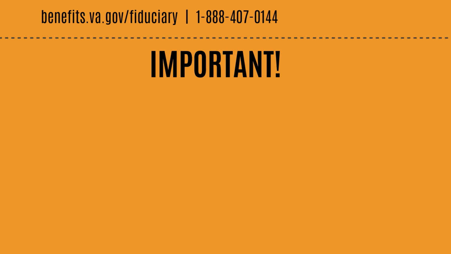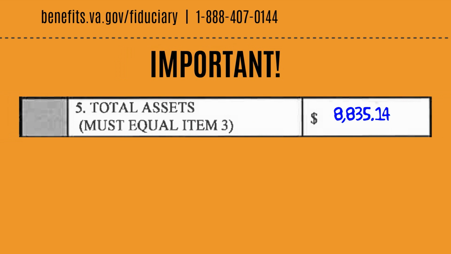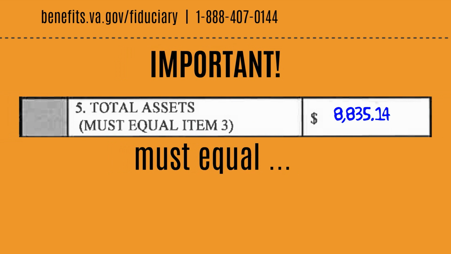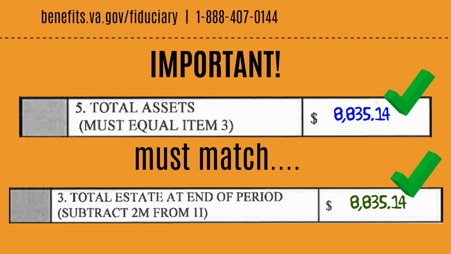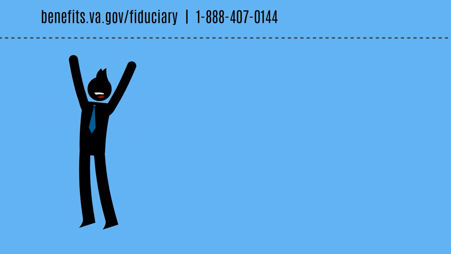Here's the important part. Item 5, Total Assets, must equal Item 3, Total Funds Under Management at End of Period, from the first column. In this case, if we add the amount in the checking account and the end balance in the savings account, they add up to $8,835.14, which correctly matches item 3. The hard work is done.